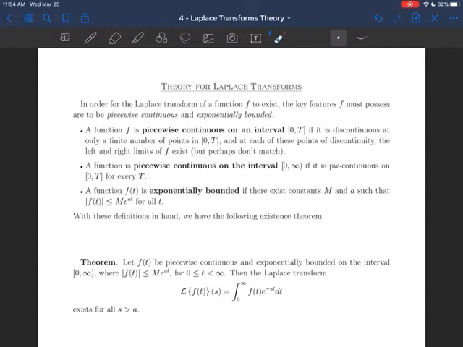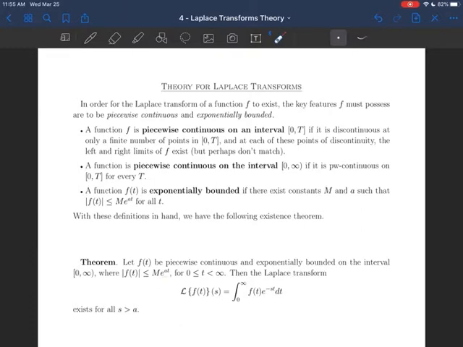Why do we care about these things? Well, we have an existence theorem. If a function is piecewise continuous and exponentially bounded on an interval, and so, for example, we're going to use this specific number here, the actual exponential bound, because the value of that exponent a is going to turn out to be important to us. So if a function is piecewise continuous and exponentially bounded, then the Laplace transform, which recall this is the definition of the Laplace transform, the integral from 0 to infinity of f of t e to the minus st dt, will exist for all s greater than a. So whatever that bounding exponent is, we get existence for that.